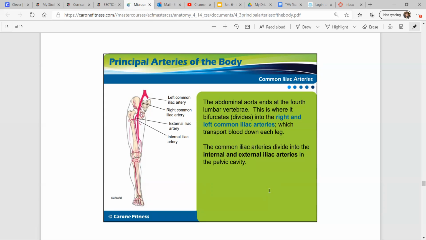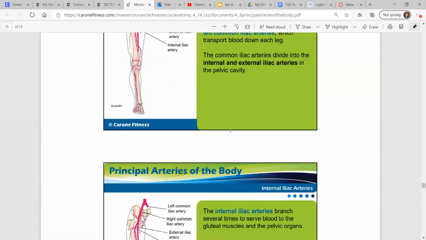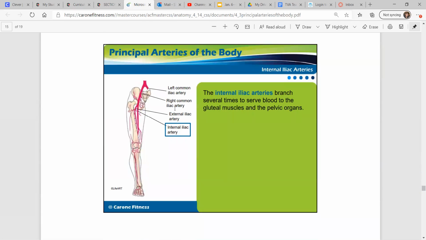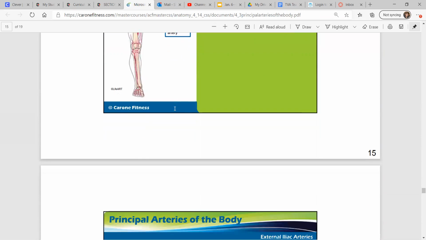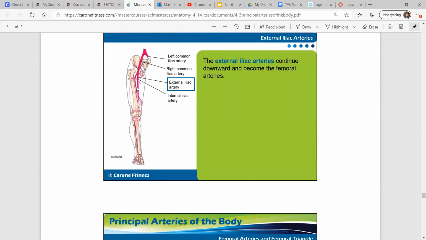The common iliac arteries divide into the internal and external iliac arteries in the pelvic cavity. So here we go. So the internal iliac arteries branch several times to serve blood to the gluteal muscles, your butt muscles, and the pelvic organs. While the external iliac arteries continue downward and become the femoral arteries. Like that.